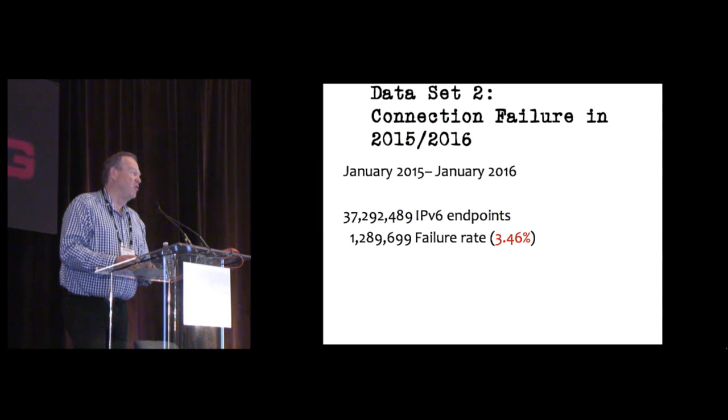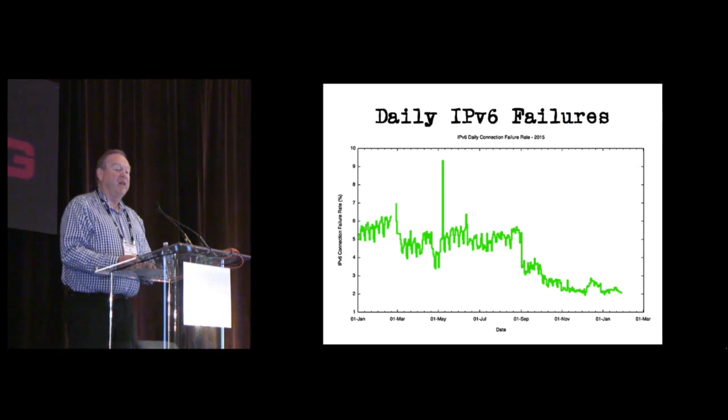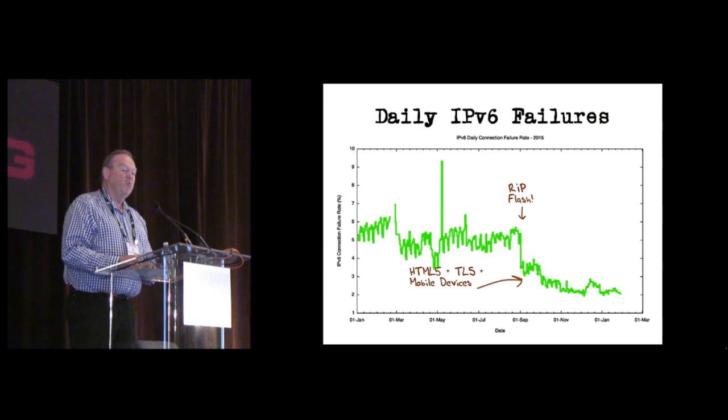So we move on to something more recent. I measured across all of 2015 and a bit of this year, 2016, and certainly a lot more endpoints, 37 million. So a lot more of you using V6, well done. Failure rate still pretty poor. 3.5% is not exactly brilliant. That's the failure rate per day over that period. And there's actually one sort of discontinuity going on.